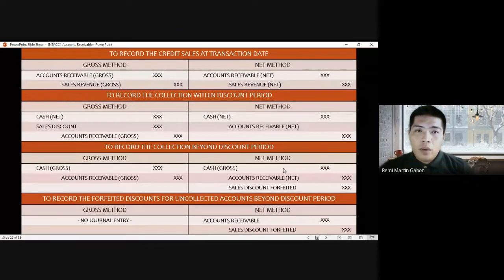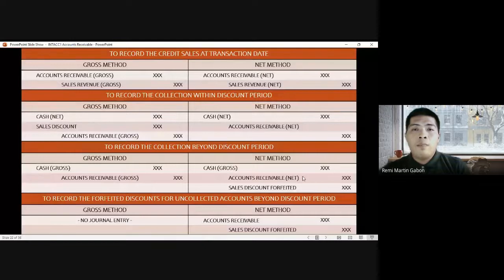Next, what about if the collection is beyond discount period? Okay? Beyond discount period, or meaning beyond the period wherein the customers can avail cash discount. So under gross method, kapag beyond discount period na, what we do is collect the entire amount. So yung gross amount yun yung in-expect natin na makokolekta. But under net method, we debit cash at the gross amount because again, customers will not avail, but our credit to accounts receivable is at a net amount. Why net amount? Because initially we recorded it as a debit at a net amount.